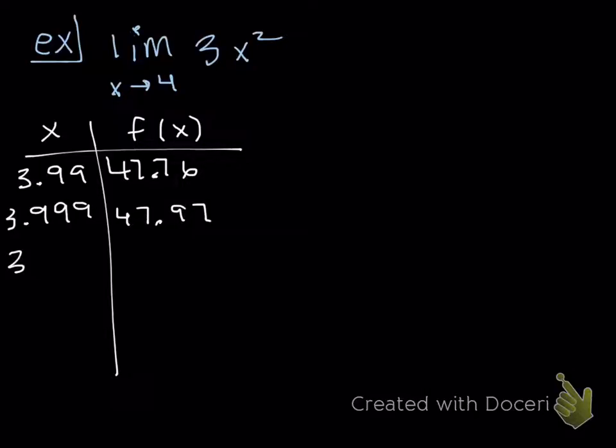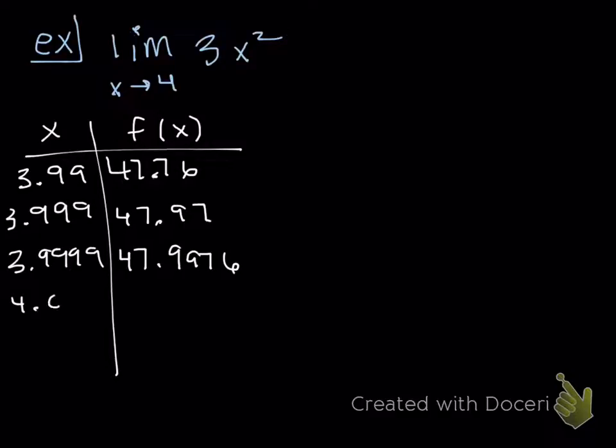And then when I plug in 3.99999 in the calculator, I get 47.9976. So it's pretty safe to say that this is getting closer and closer to 48, but we have to make sure that happens from the other end of the spectrum: above 4, getting smaller.